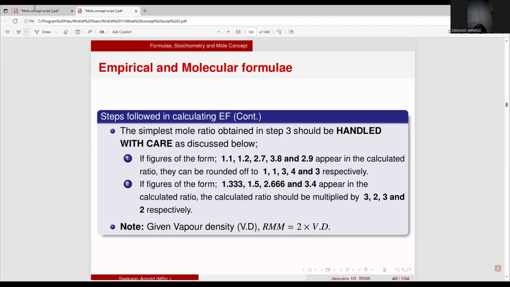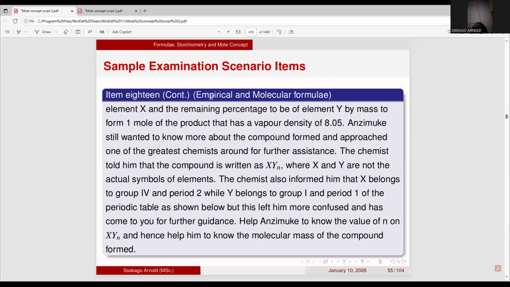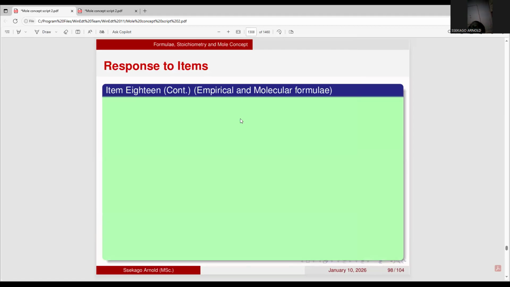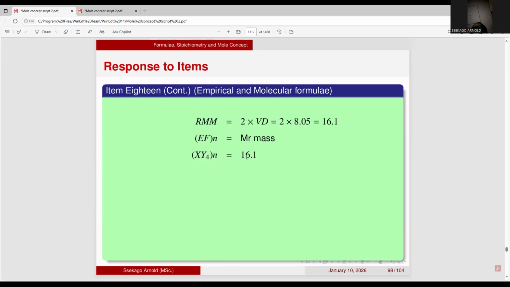This does not change. Then I go back to my item. Vapor density is 8.05 and relative molecular mass is 2 times vapor density. So we have the following. Going back to my item, we shall have relative molecular mass is equal to 2 times vapor density, and this gives 2 times 8.05, which is 16.1. So my relative molecular mass is 16.1. Then I substitute in empirical formula times N equals molecular mass. The empirical formula is XY4 times N equals 16.1.